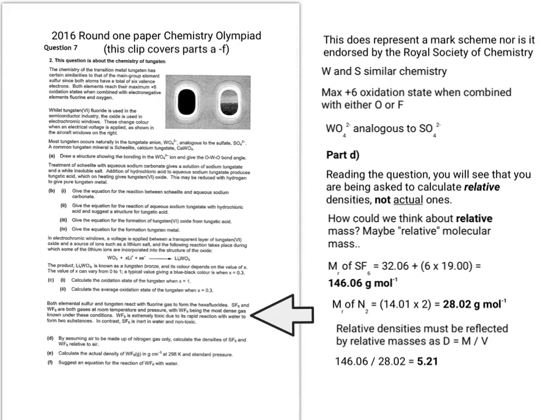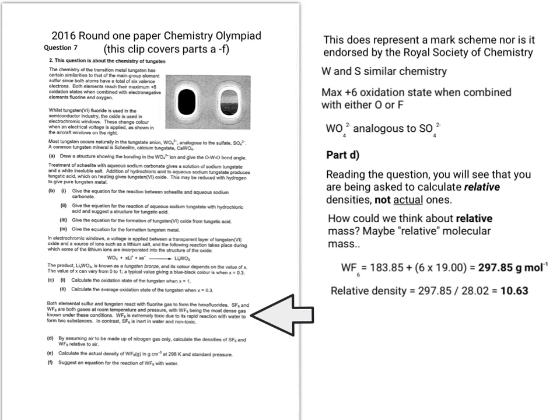Okay, right. So the next part of part D asks you to do WF6 relative to air. So again, we're assuming that air is nitrogen only. So sticking with that idea, we do the same thing, but this time for WF6, which gives us a whopping 297.85 grams per mole to the minus 1. So this means that compared to 28.02, it's 10.63. So essentially, what this is saying is that the density of WF6 is over 10 times that of the density of nitrogen.